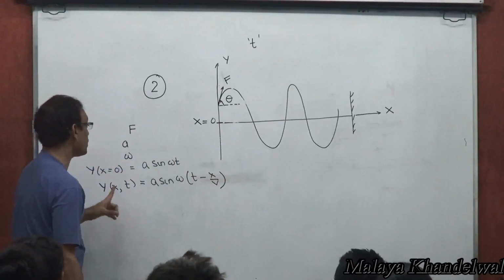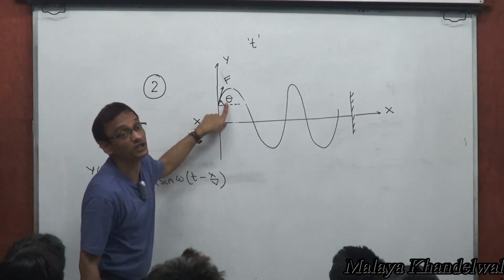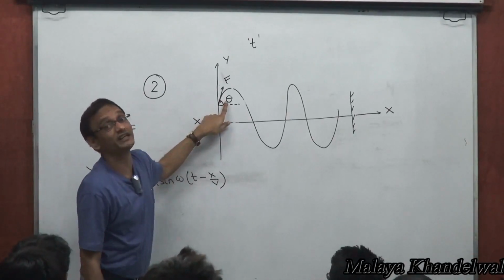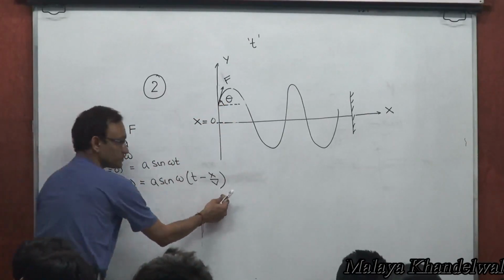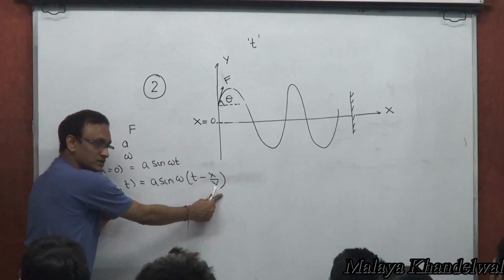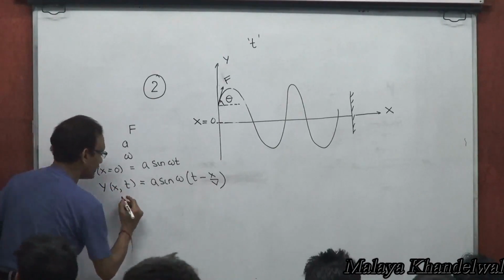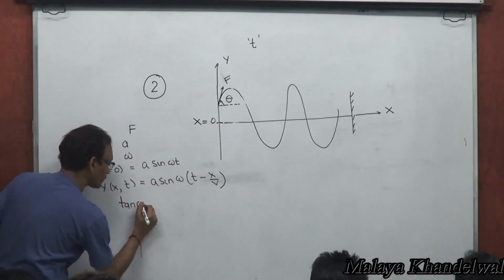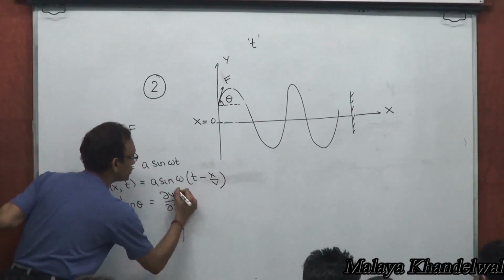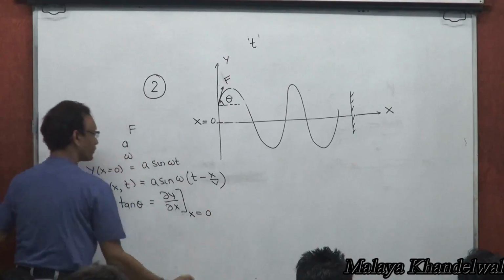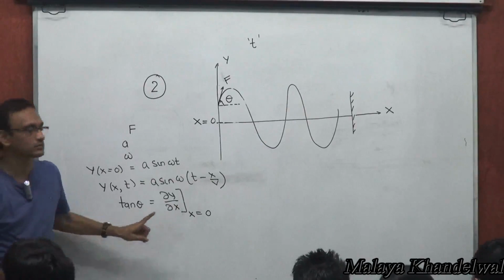Now what is theta? Tan theta will give me the slope of this graph at x equal to 0, right? So what I do is I differentiate this with respect to x and then put x equal to 0. So then tan theta is going to be given by dou y dou x at x equal to 0. At an instant of time t, at x equal to 0, tan theta would be dou y dou x, right?